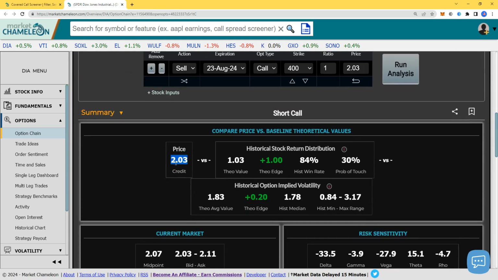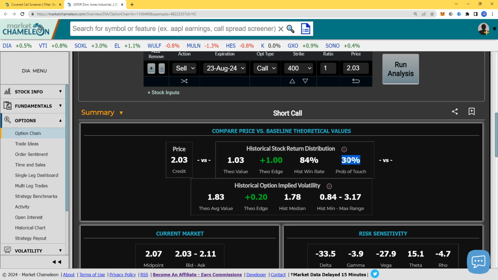You see here, the credit is 203 bucks. Compared to this, you gotta pay attention to the theoretical value 103, theoretical edge 100 bucks. Extra, this is crazy. You're getting paid extra 100 bucks just because you look at the analysis based on history and you have Market Chameleon membership. 84% historical win rate, 30% probability of touch.